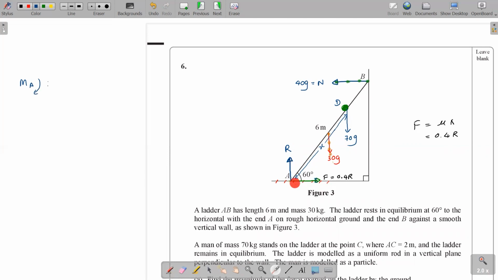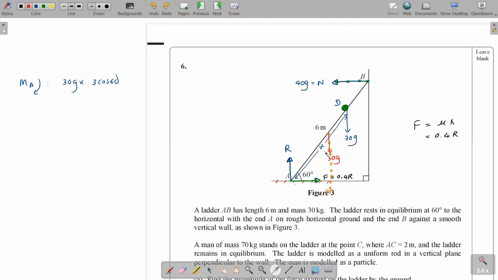Let's take moments around A, taking clockwise as positive. So when you take moments around A, what do we get here? Again 30G. What's the perpendicular distance? 30G into 3 cos 60. So 3 cos 60 is this distance, the one that I'm marking in red now. This is the perpendicular distance from point A to this particular force, this horizontal distance. If your force is vertical, then your perpendicular distance is horizontal.